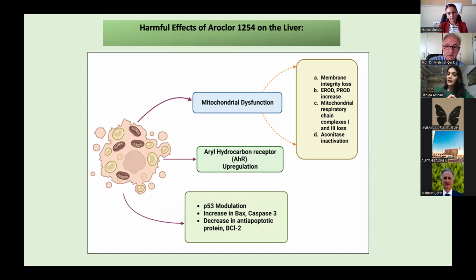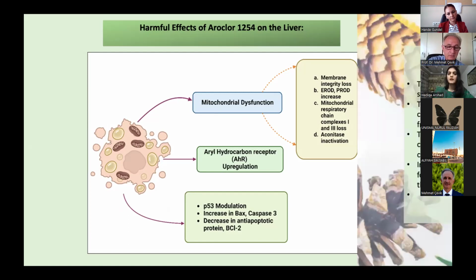The next is aryl hydrocarbon receptor upregulation. Whenever Aroclor binds with it, it can cause toxicity by increasing oxidative stress or ROS. The third is the increase of apoptosis by p53 modulation, an increase in BAX, and a decrease in anti-apoptotic proteins.